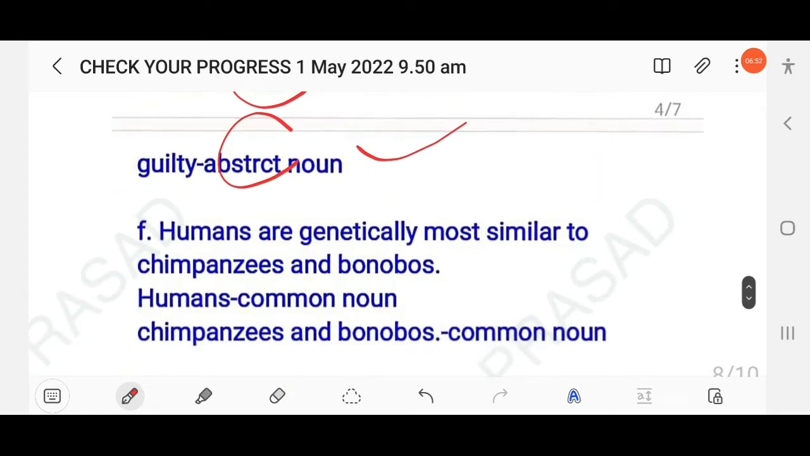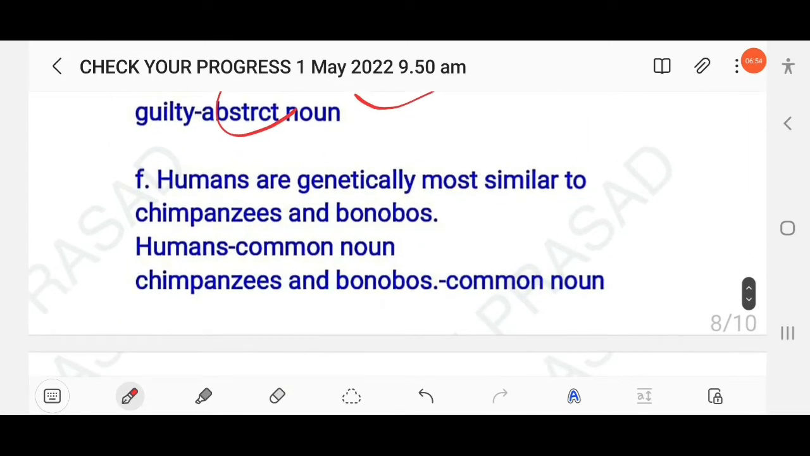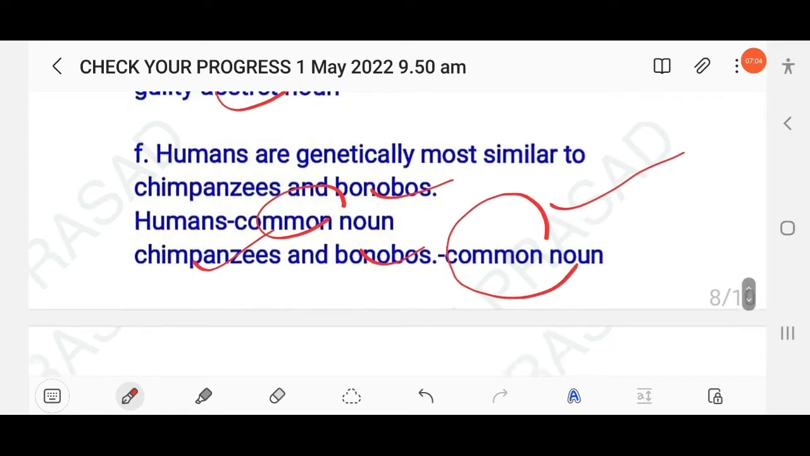Then next, humans are generally most similar to chimpanzees and also bonobos. Here human is a common noun, and chimpanzee and bonobos are also common nouns.